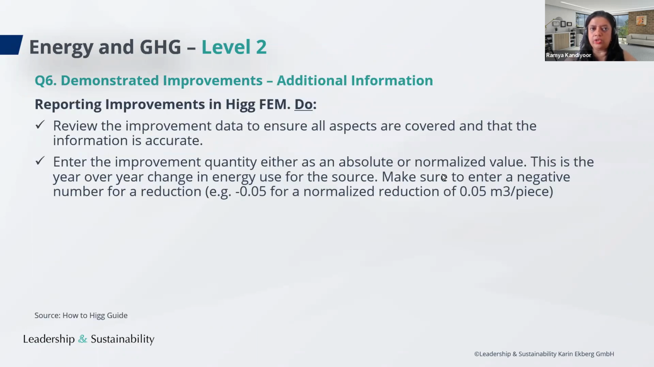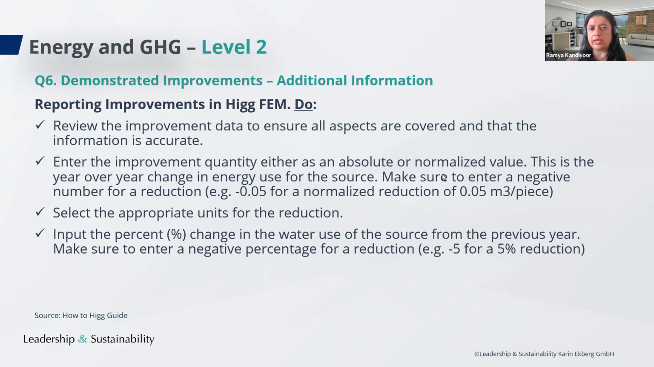And some of the do's and don'ts again for the energy data, where you're showing demonstrated improvements. You would be required to review all of the improvement data to ensure that all aspects are covered and that all of the information that you are putting in is accurate. Enter the improvement quantity either as an absolute or as a normalized value. And this is the year-on-year change that you would be required to make. And please do remember to enter a negative figure for a reduction and a positive figure for an increase.